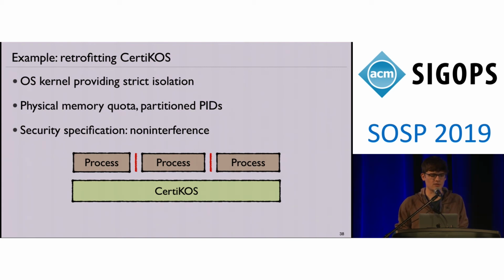CertiKOS is a verified OS kernel that provides strict isolation among a number of processes. It enforces a physical memory quota on each process and statically partitions the process ID space. Its specification uses a security specification called non-interference that effectively states that each process behaves as though it were the only one in the system.